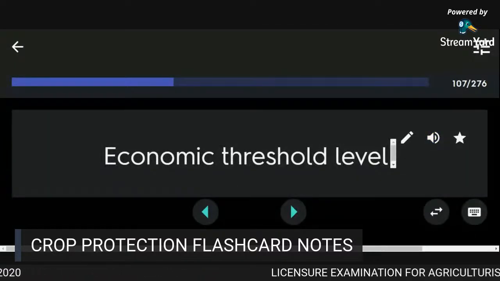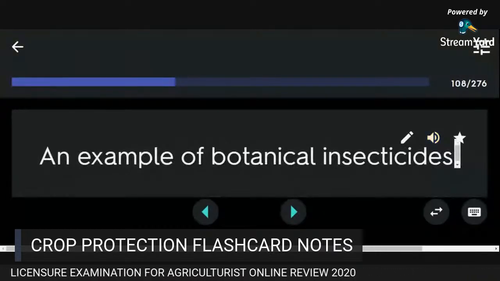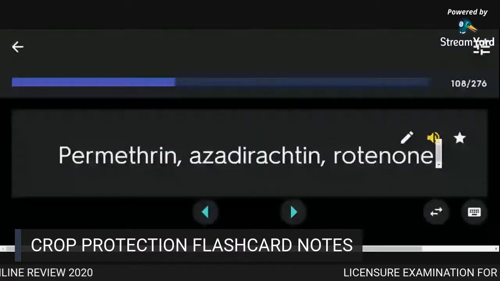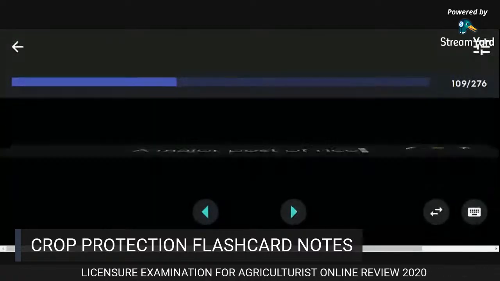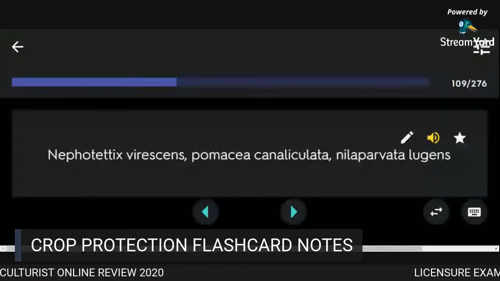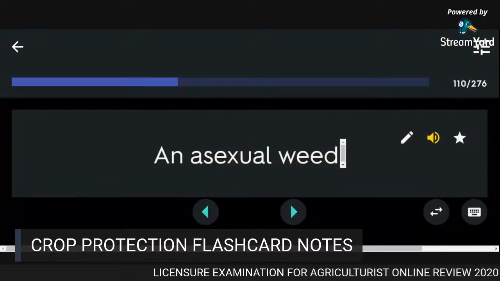An example of botanical insecticides. Permethrin, azadirachtin, rotenone. A major pest of rice. Nephotettix virescens, Pomacea canaliculata, Nilaparvata lugens. An asexual weed. Imperata cylindrica.